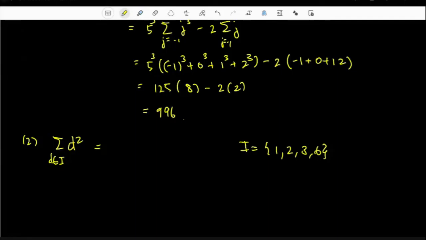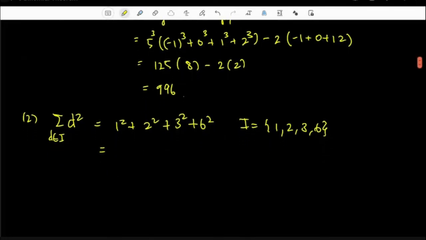So we rewrite the summation as 1 squared plus 2 squared plus 3 squared plus 6 squared. So using our calculator, that's just 1 plus 4 plus 9 plus 36. So that gives us 50.